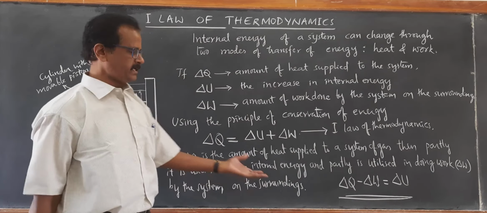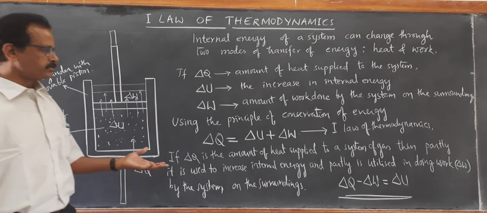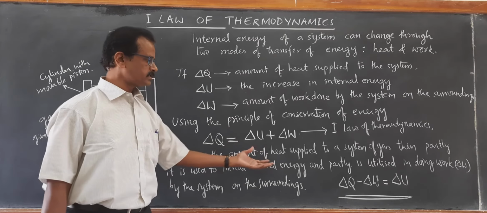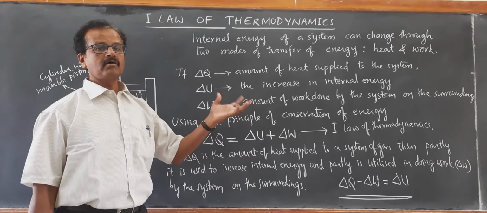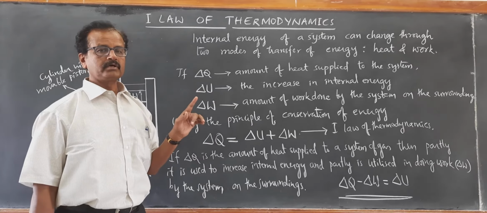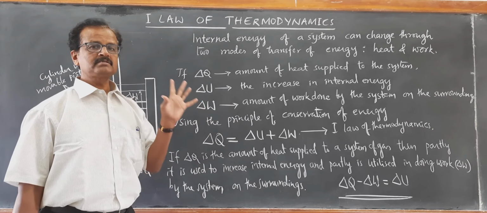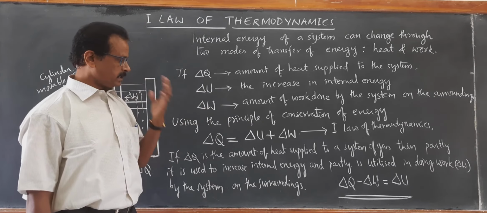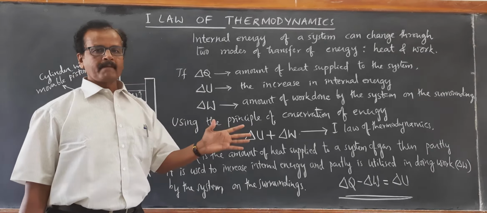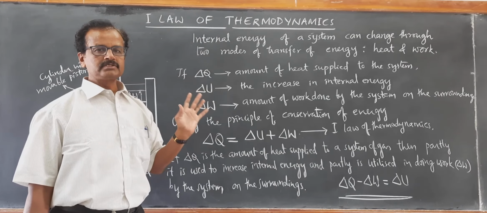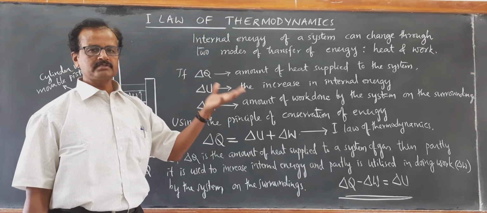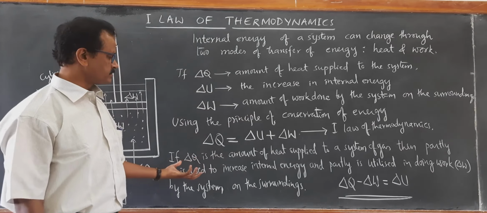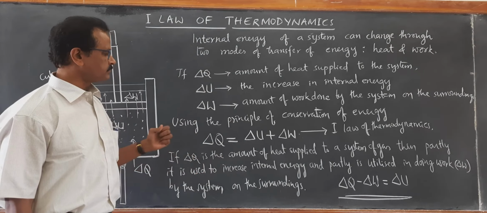Delta notation, as you know, we have been using from the beginning. Delta notation represents the change, either increase or decrease. It is denoted by delta. Delta means change. So heat supplied is equal to change in internal energy plus change in work done on the system. Okay, this becomes the first law of thermodynamics.